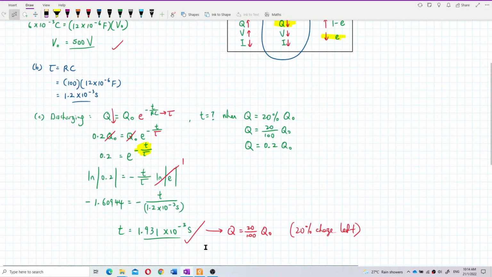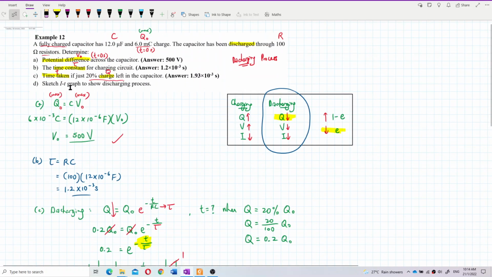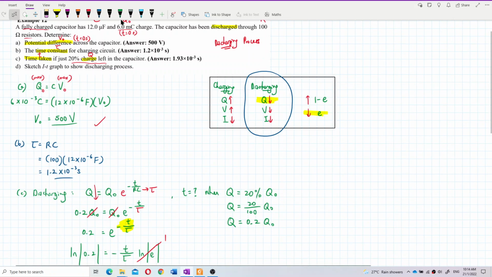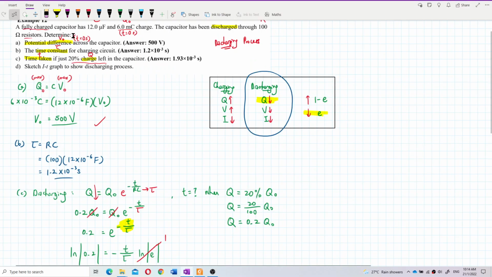Now I want to sketch the current-time graph to show the discharging process. Actually, I have the graph already. Current decreases in the discharging process. So let me draw it out for question D.